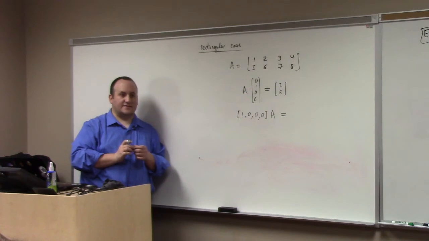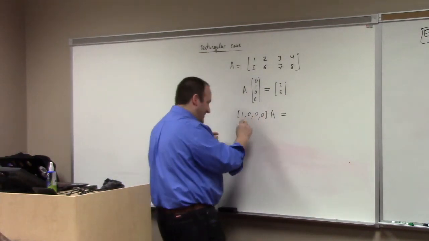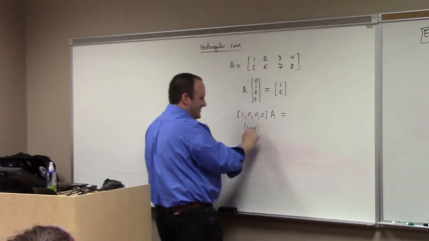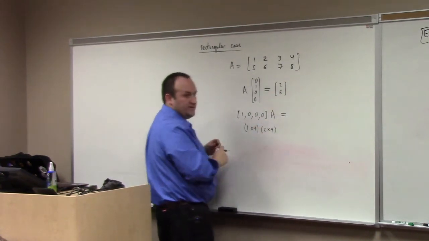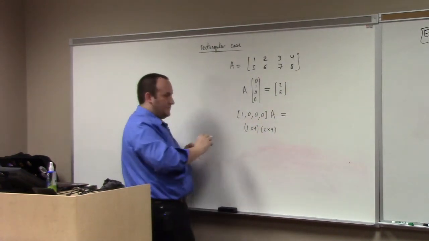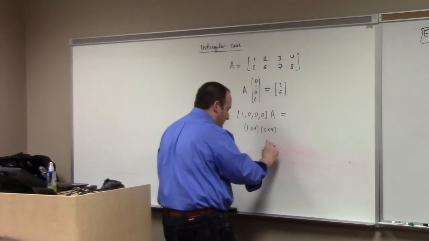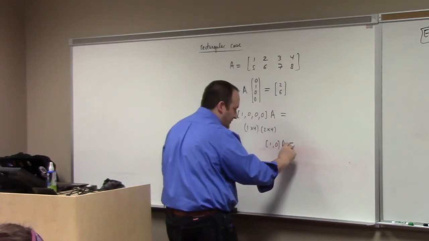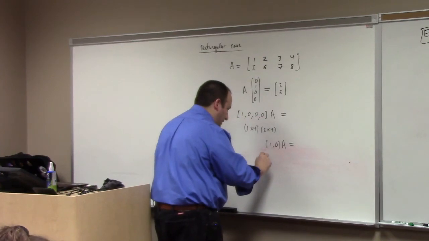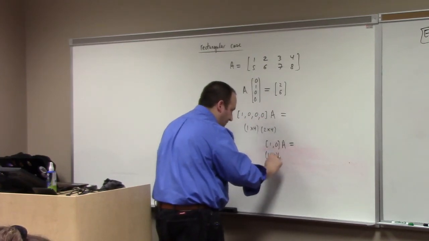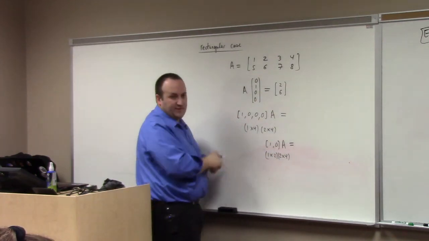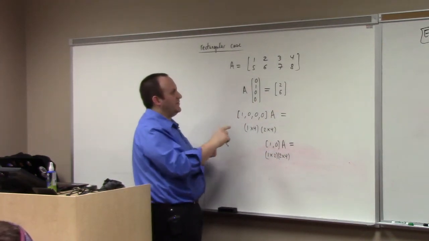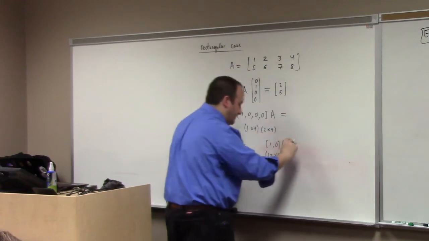No, it's not defined. See, this is a trap. This is a 1 by 4, and that's a 2 by 4, right? So this is not allowed. What we have to do is 1, 0 times A. So this is a 1 by 2 times 2 by 4. That should give us a 1 by 4 row matrix, and that will pick out, like you said, 1, 2, 3, 4.